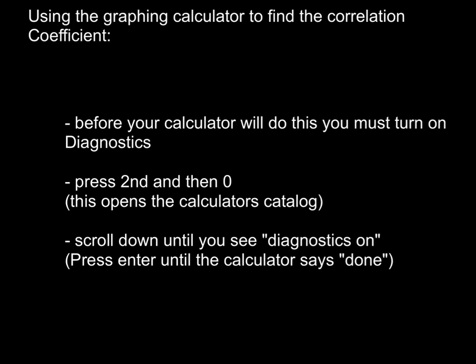Okay, but we're going to use the graphing calculator to find the correlation coefficient, because to do it by hand, it is very tedious and very long. So before your calculator would do this, you must turn on diagnostics. To do so, you need to press second and then 0. This opens the calculator's catalog. You're going to scroll down until you see, and it's in alphabetical order, diagnostics on. Press enter until the calculator says done.